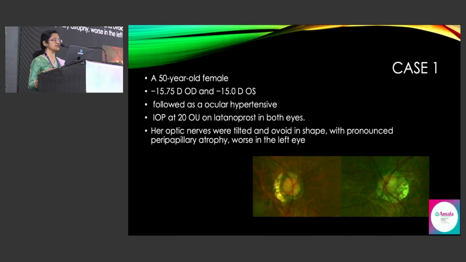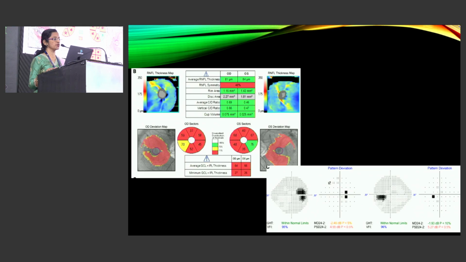So it's just an example. A 50-year-old, very highly myopic patient has been classified as ocular hypertension. He's on latanoprost with an IOP of 20 in both eyes. The optic disc shows a very tilted, ovoid disc with pronounced peripapillary atrophy in the left eye. And again, the RNFL map shows thinning, with severe thinning of the ganglion cell maps, but the visual fields actually were stable with enlarged blind spots in both eyes. The repeated visual field showed only the enlarged blind spot. So in this patient, we did not add any drug and the treatment was continued.